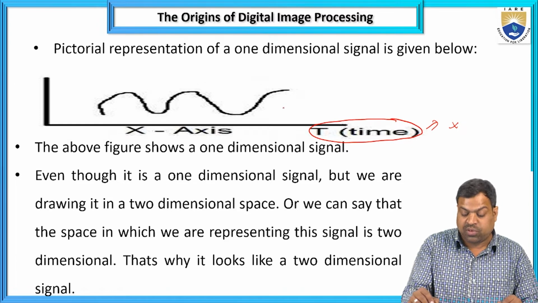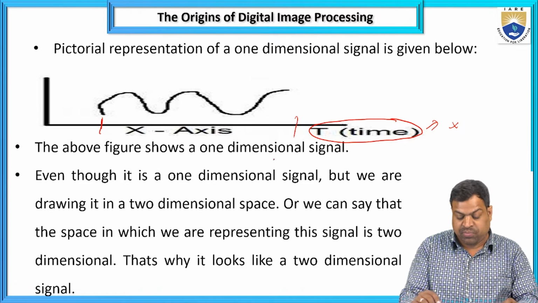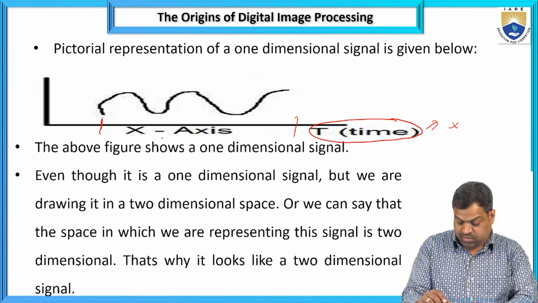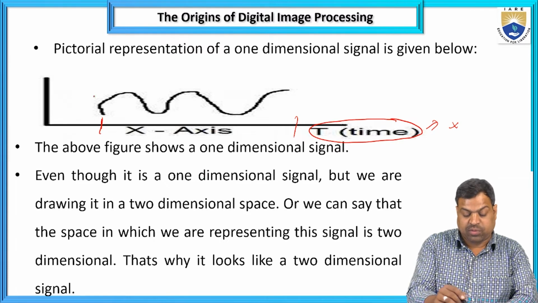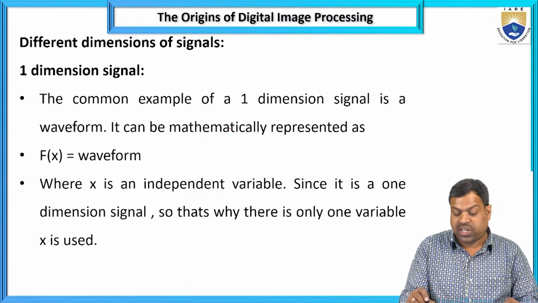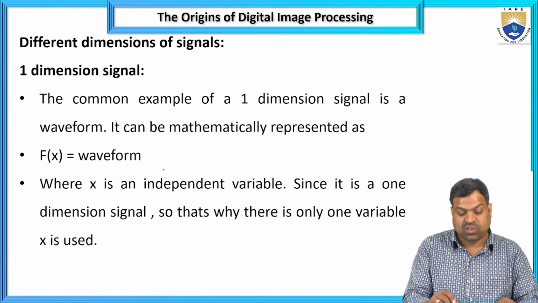In this waveform, what is the duration of time from this wave to this wave? It is a time, capital T. I am taking one waveform. I have no need of any other waveform, but it looks like a 2D. The common example of a one-dimensional signal is a waveform. It can be mathematically represented as f of x equal to waveform. So what is a waveform here?